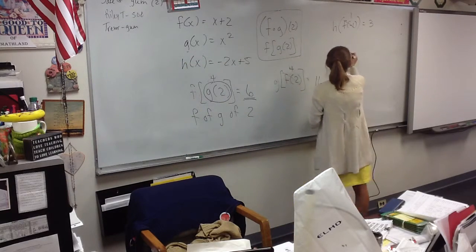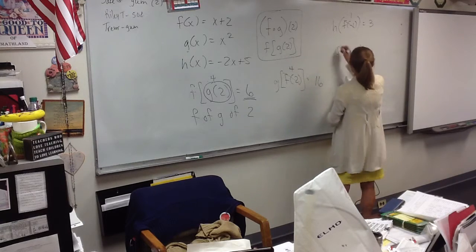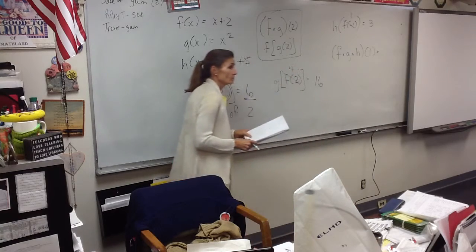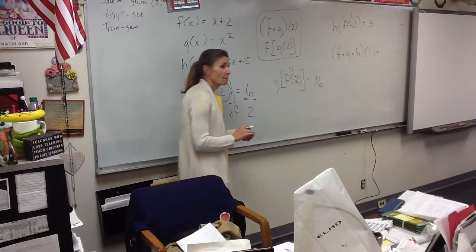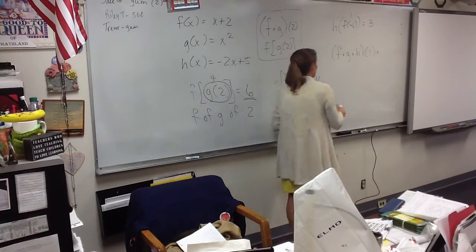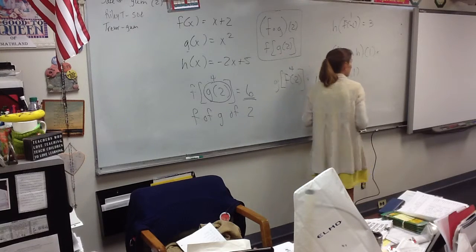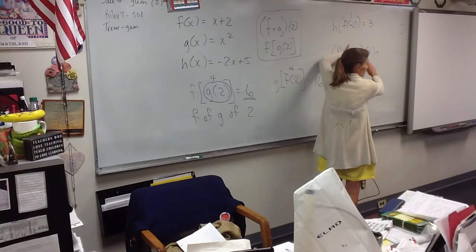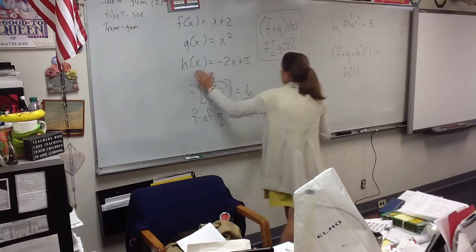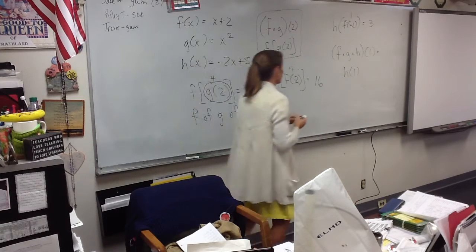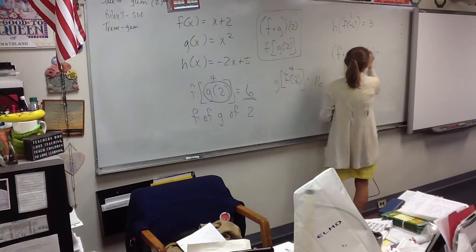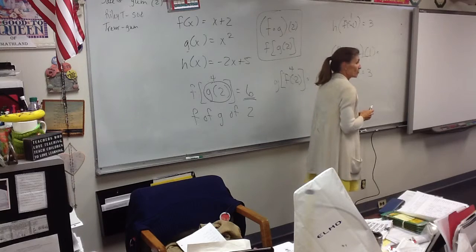All right, f of g of h of 1. What's step 1? Gotta find h of 1. Forget about this, that's where you're starting. What is h of 1? 3. Now, what are you going to do with that 3? This part just worked out to be 3.